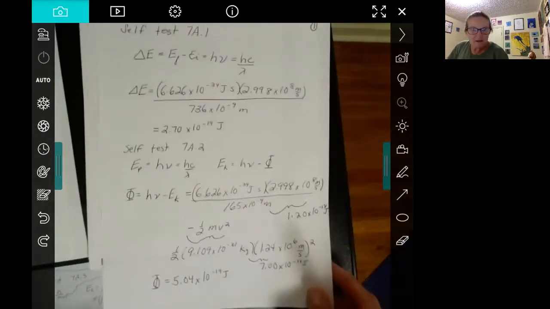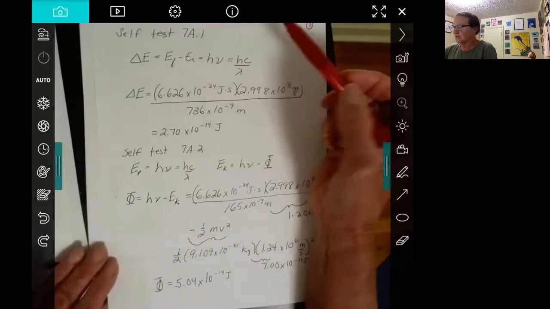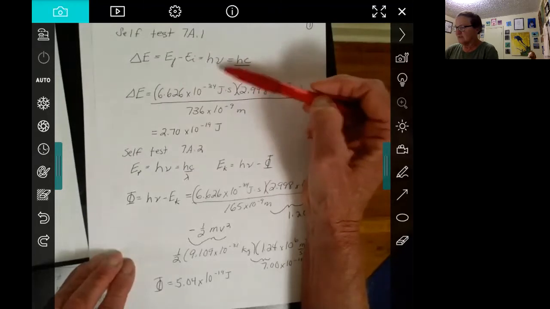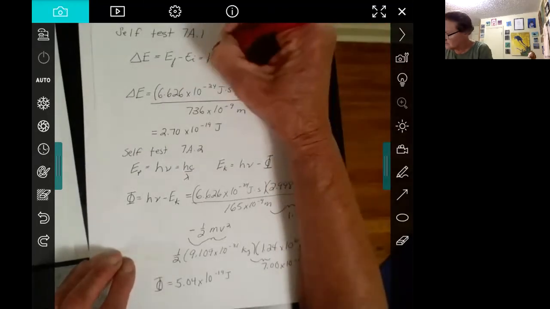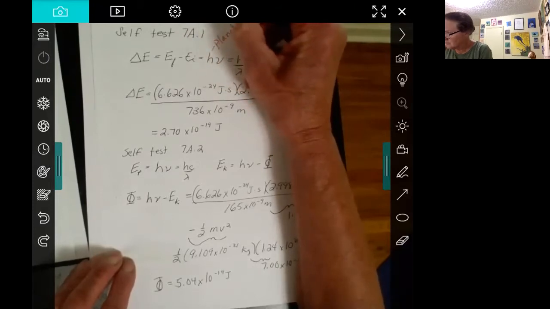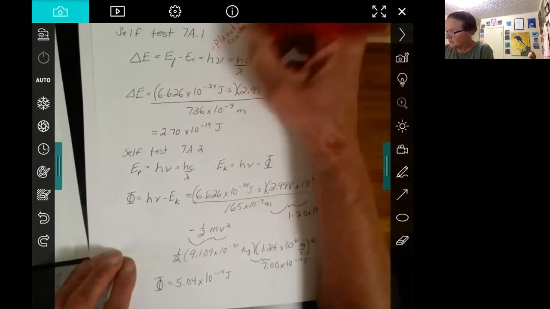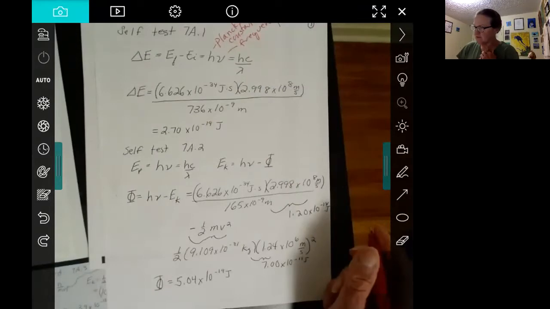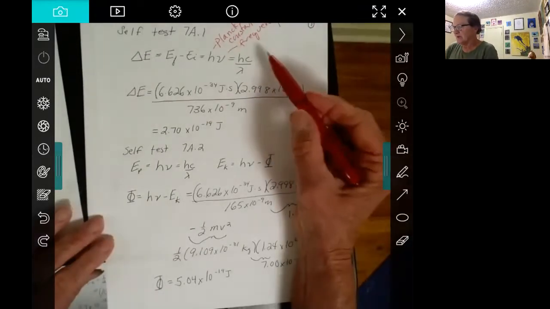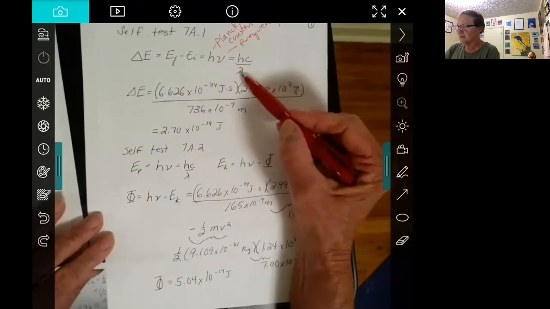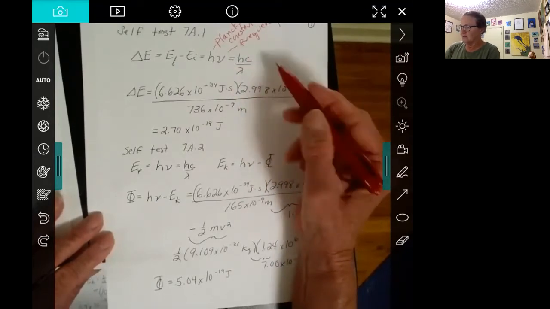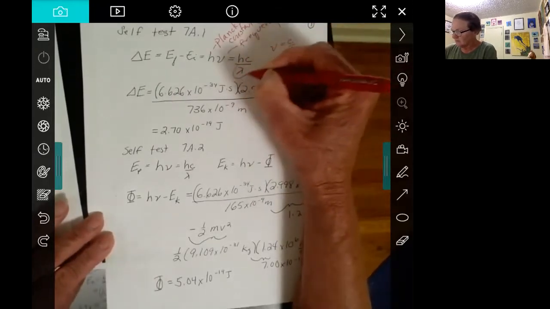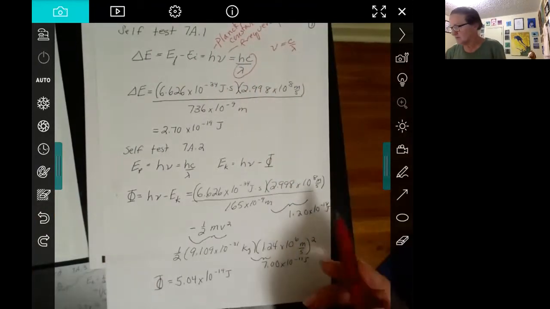So the Bohr correspondence, or the Bohr frequency condition, says that the difference in the states is equal to h nu, Planck's constant, and this is frequency. In that little toolkit I had you read, it reminds you of the relationship between frequency, wavelength, and speed of light. So frequency is equal to speed of light over wavelength. So because I have the wavelength, I'm going to use this form of the equation.